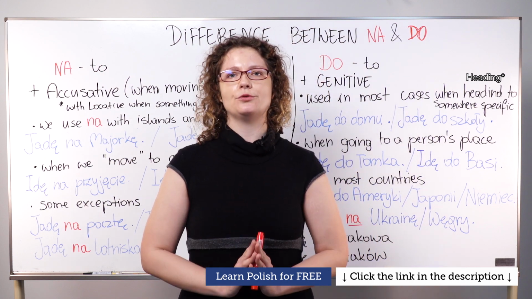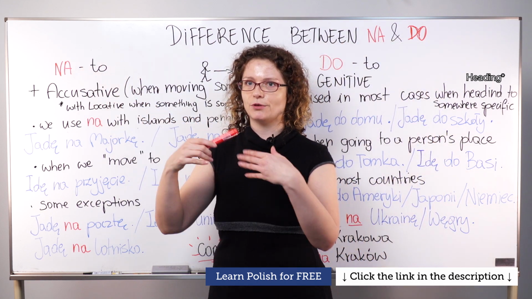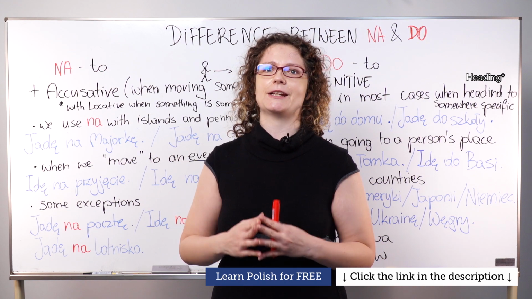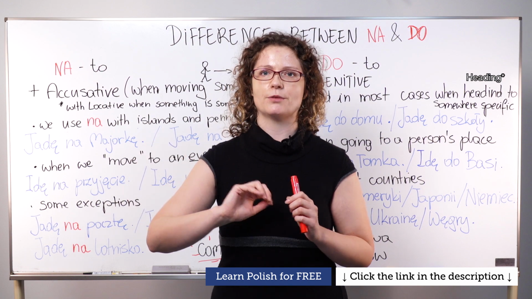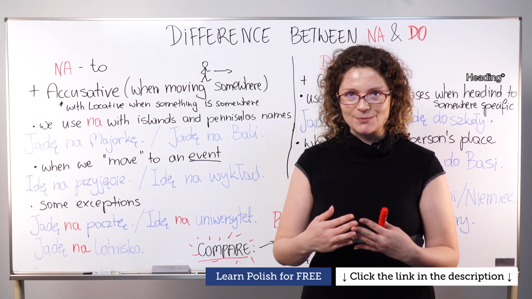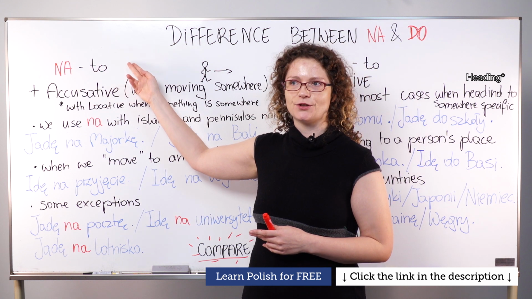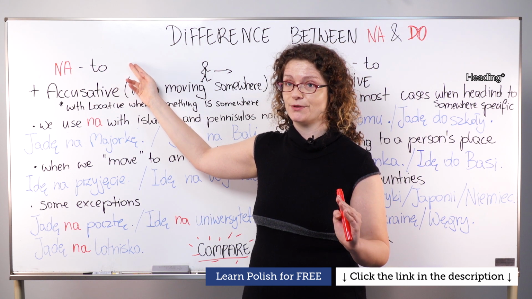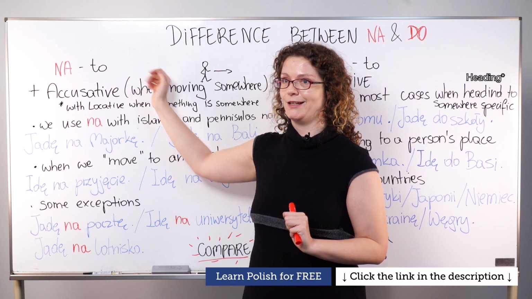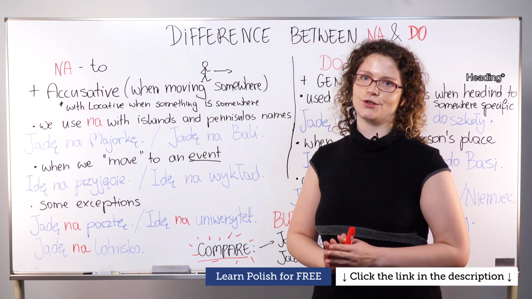So when do you use na? Once again, na translates as "to". So when you're going somewhere, and let me really emphasize this, we are talking about going somewhere, moving somewhere, because we are talking about dynamic prepositions. Dynamic meaning that we are going somewhere. Na can be a dynamic preposition, but it can also be a static preposition when we are somewhere, like "on" or "in" in English. We are not talking about this. We are talking about dynamic preposition na.